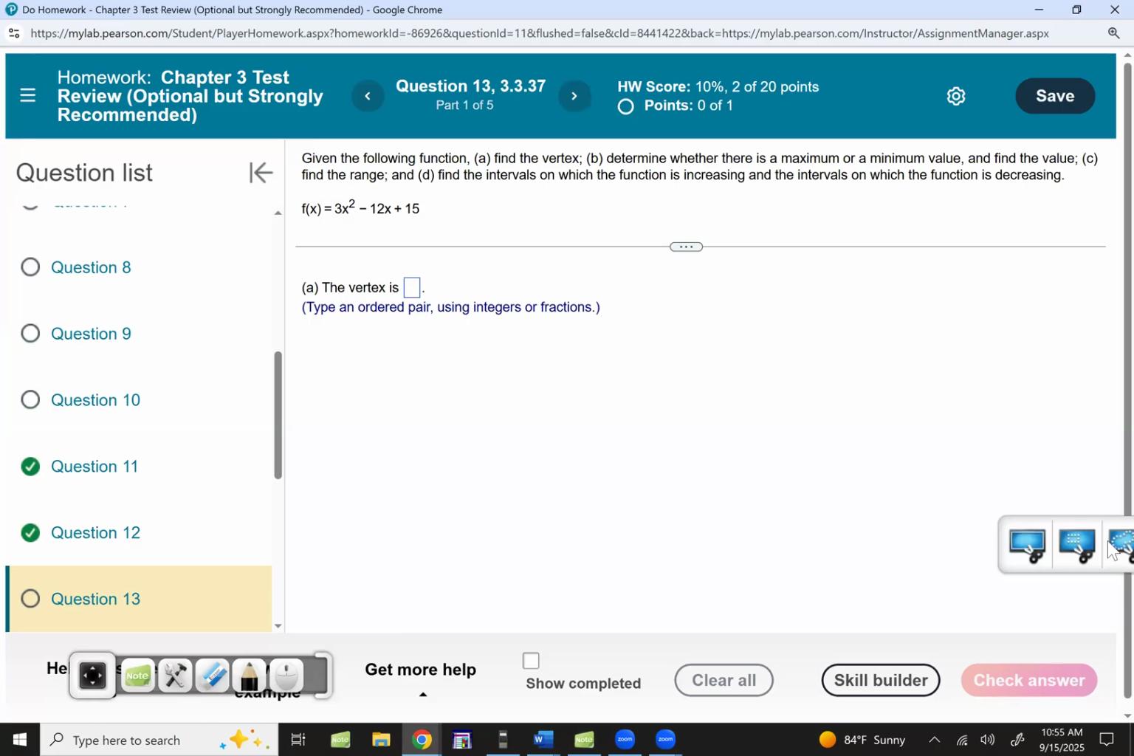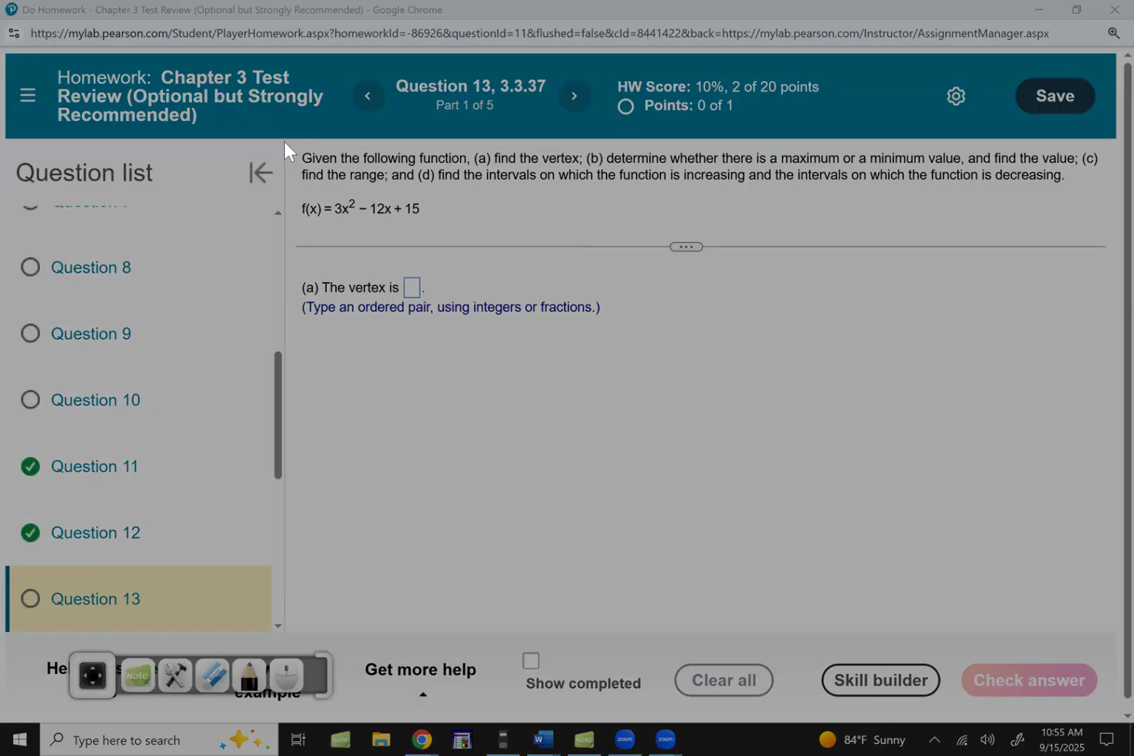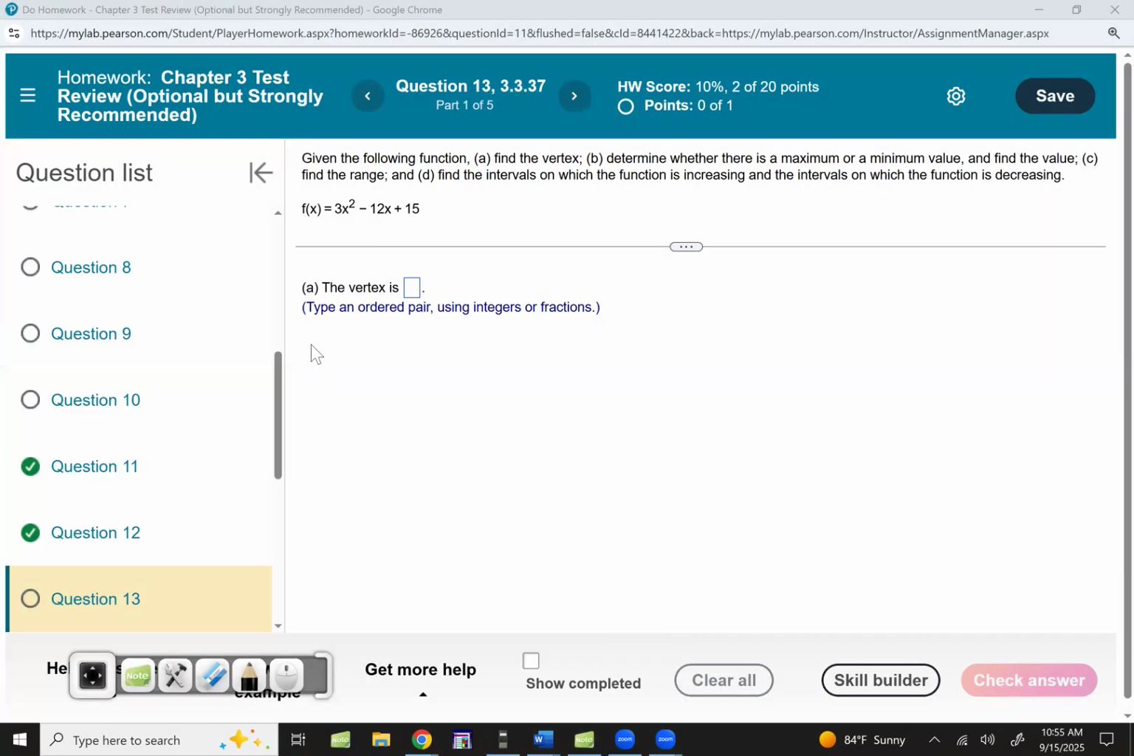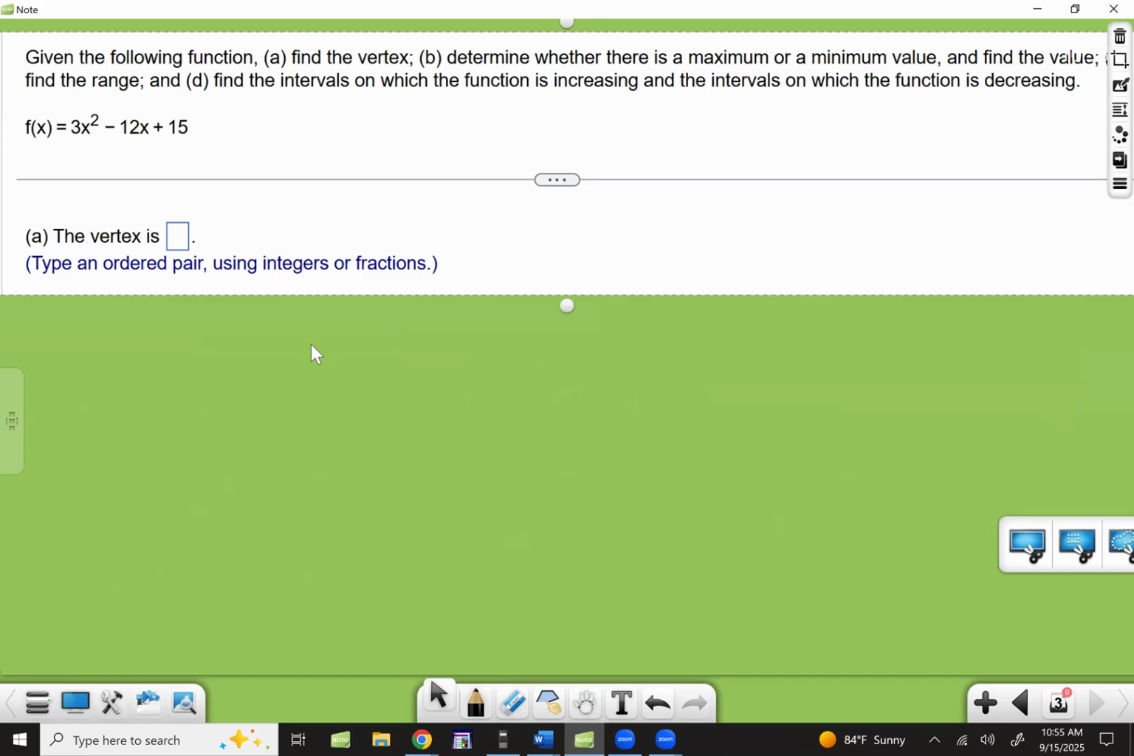What are we on? 13. Looks like it's kind of close to the same stuff. So hey, we get to practice it again. So part A says find the vertex. So here we go.